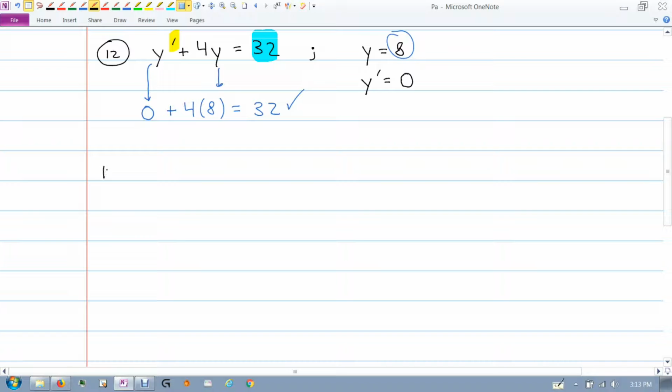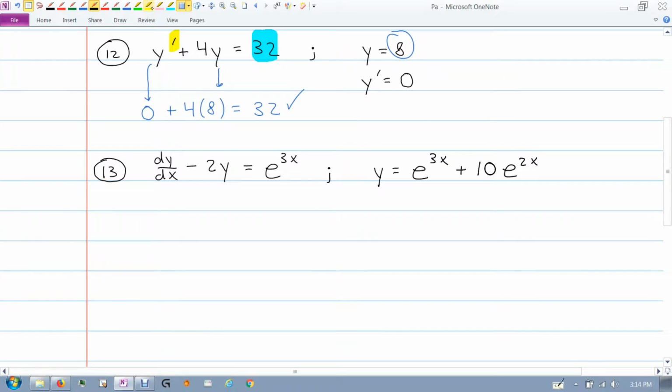Let's take a look at 13. This is definitely going to get more interesting. Okay, we have dy/dx minus 2y equals e to the 3x. And the function I'm looking at is y equals e to the 3x plus 10 times e to the 2x.